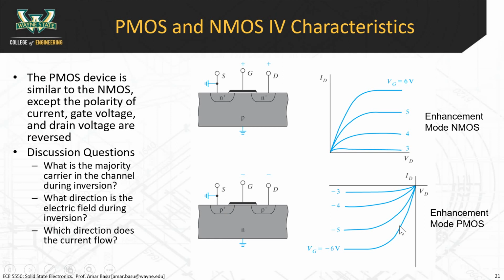And so the current profiles are also the mirror image. They're reflected across the origin. You apply a negative gate to source voltage, and then your currents are negative because they're flowing from the source to the drain instead of from the drain to the source. But you can see that the shape of the current lines are pretty much identical. They're just inverted across the origin.